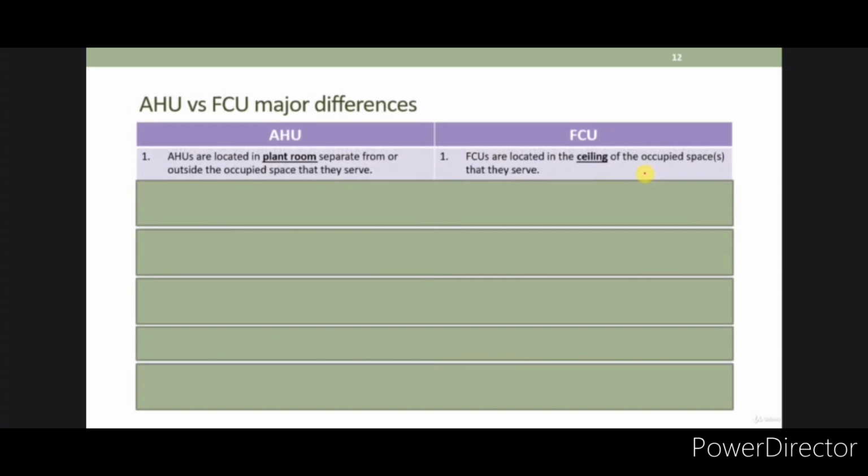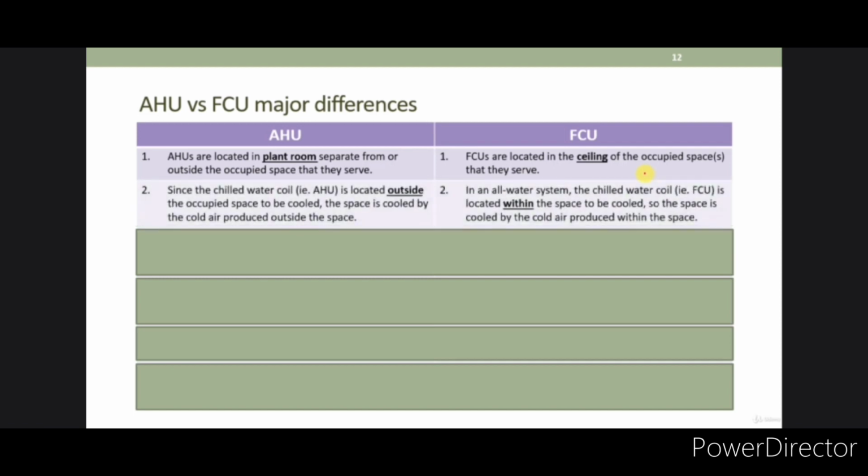Now, let's look at the major differences between AHU and FCU. AHU are located in plant room, or usually we call it the AHU room, that is separate from the space that it serves. That means usually it's at one corner of the level. But fan coil unit are usually at the ceiling of the occupied space. It's just above the occupants most of the time.